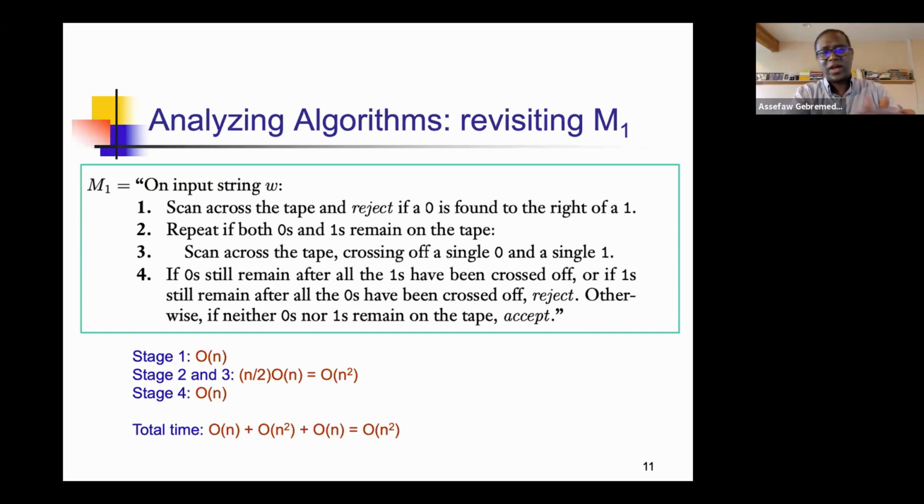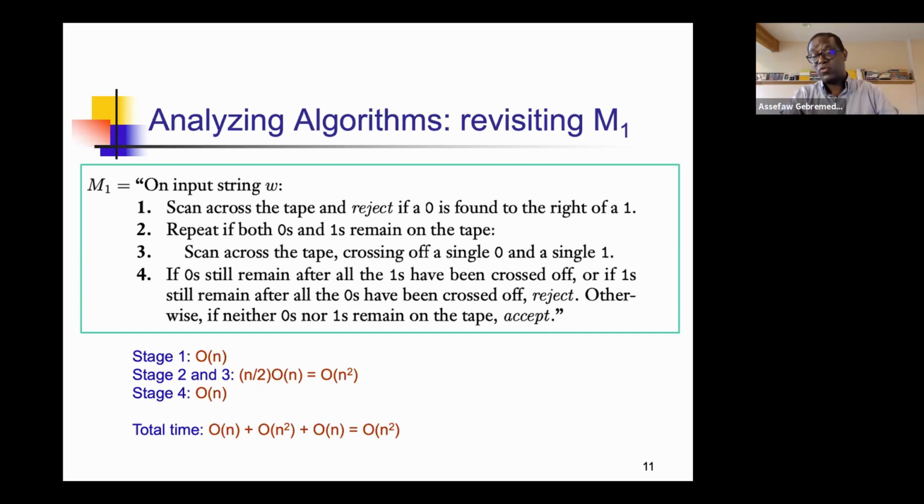Stage 1: scan across the tape and reject if a 0 is found to the right of a 1. I've got the entire tape now, and I'm going to scan it and look for things that I could reject if a 0 is found to the right of a 1. The head is going to move along the tape, and it's going to finish its job when it has finished reading all of the input, the encoding that we gave a name. That length is called n. And so the first stage will take order of n steps to do.